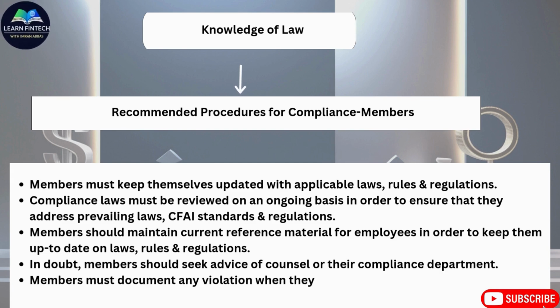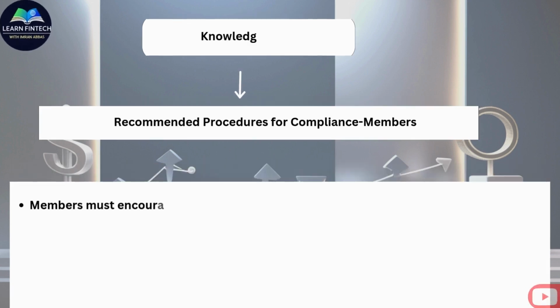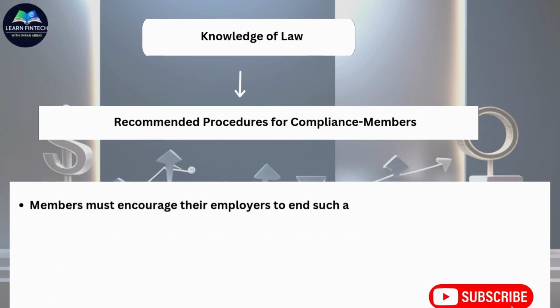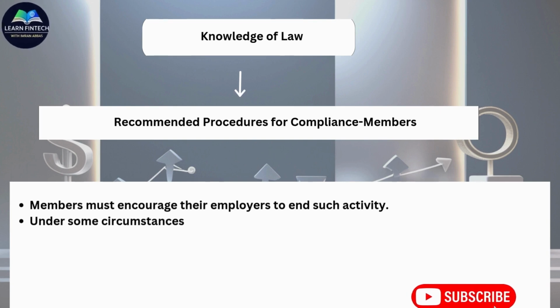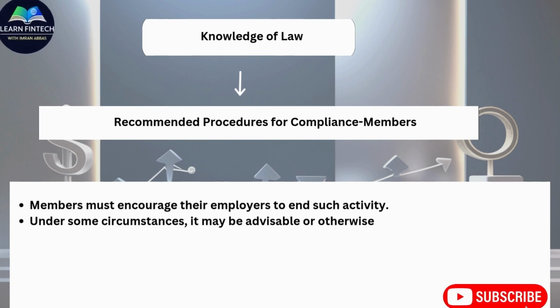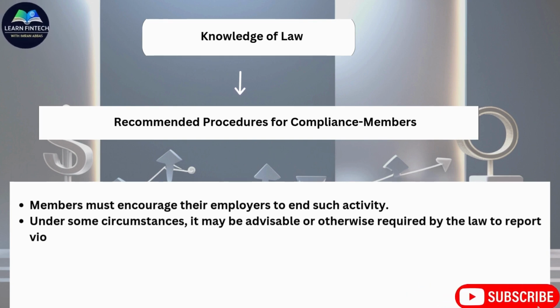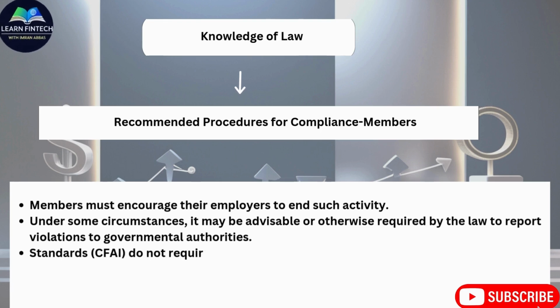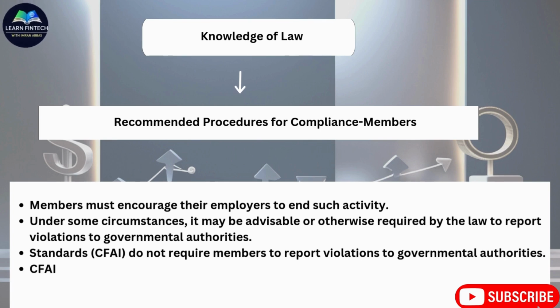Members must document any violation when they disassociate from any prohibited activity. Members must encourage their employers to end such activity. Under some circumstances, it may be advisable or otherwise required by the law to report violations to governmental authorities. Standards: CFAI does not require members to report violations to governmental authorities.